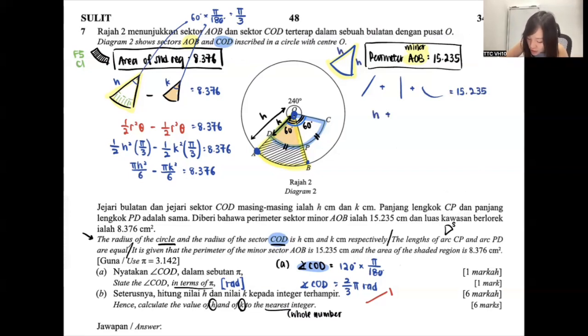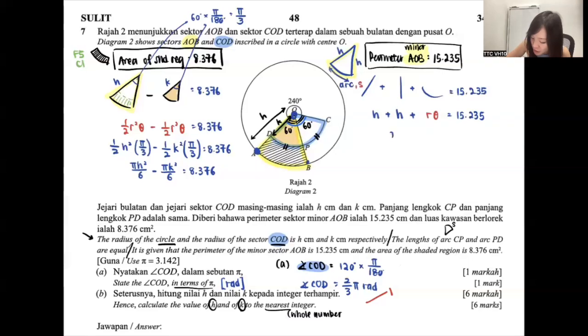So this one is h, this one is h. Then this thing called what? Okay, wait. This thing called arc. Arc, isn't it called s? S has formula one. s equals r theta. Isn't it equivalent to 15.235? I feel like this one can get the answer already.